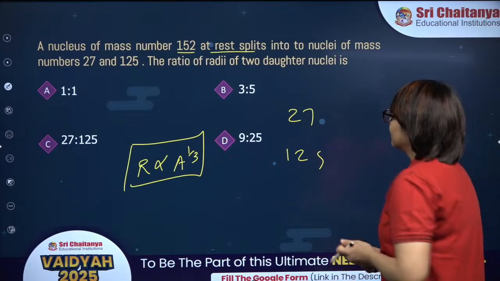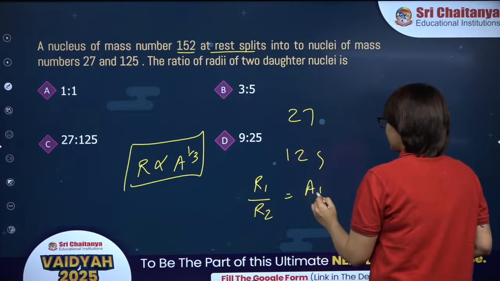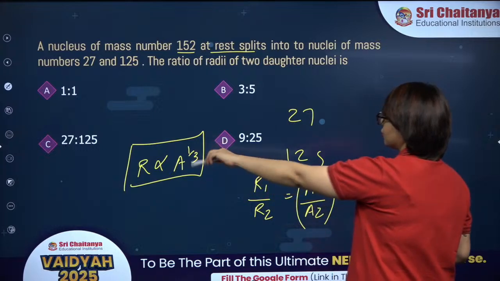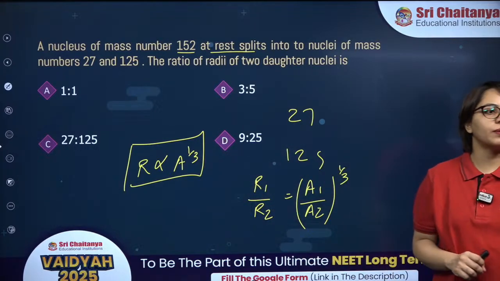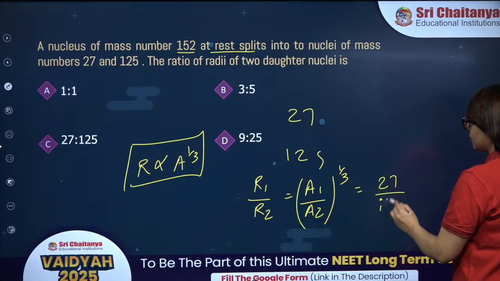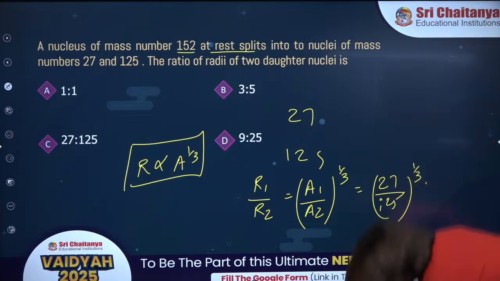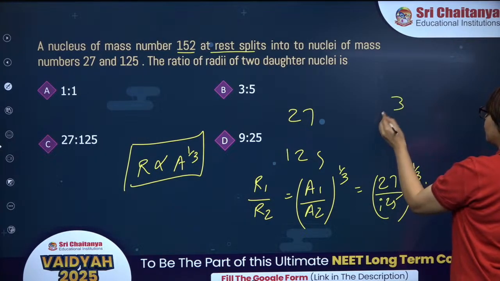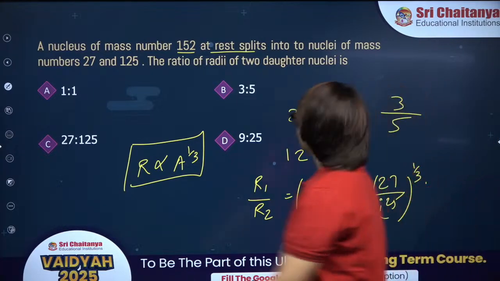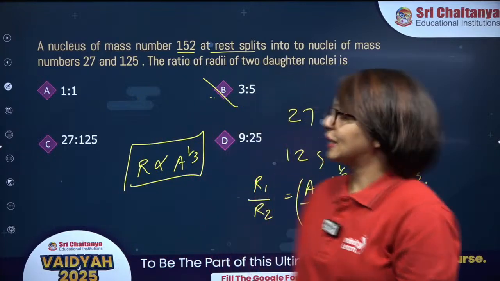Okay. So basically you can write R1 upon R2 as A1 upon A2 to the power 1 by 3, because radius is directly proportional to mass number to the power 1 by 3. A1 is 27, A2 is 125, to the power 1 by 3. So 27 to the power 1 by 3 is nothing but 3, and 125 to the power 1 by 3 is nothing but 5. So the ratio is 3:5, which is option B. Well done, good job everyone.